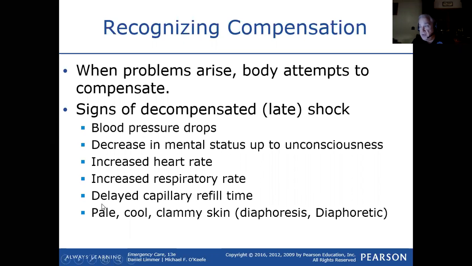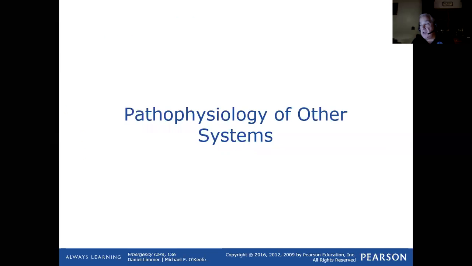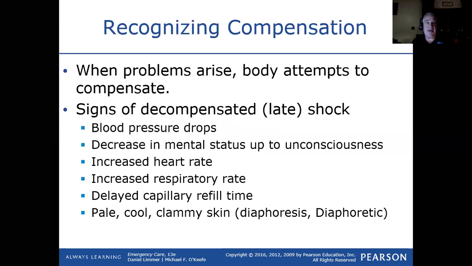Okay. All the other things we talked about are still going to be there because the body's still going to try to fight for you. But the two big changes you see in decompensated shock are that the blood pressure starts to drop and the mental status starts to decrease, right? Mental status is how awake you are. So those are the two main things that you see. Okay. So any questions on anything we've talked about so far as shock goes and how the body deals with shock?